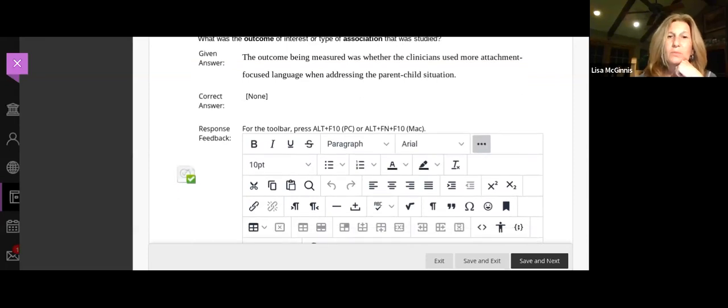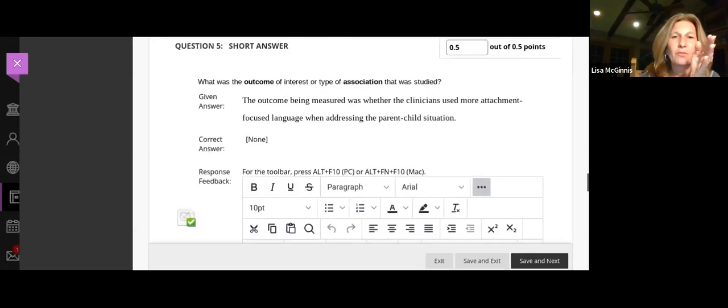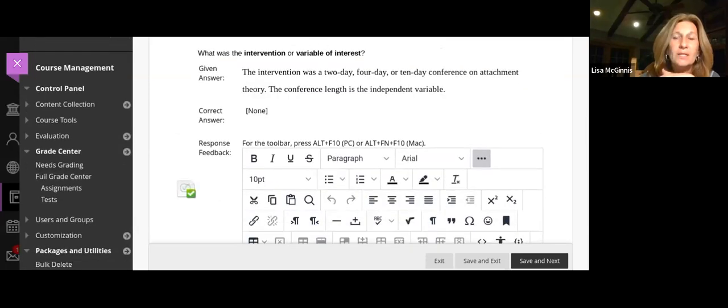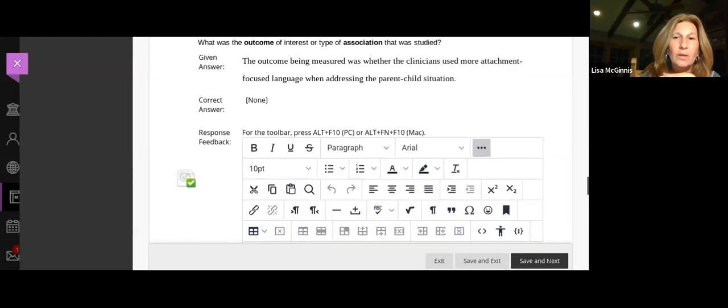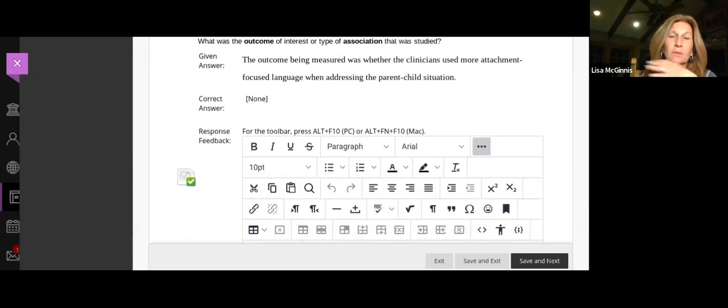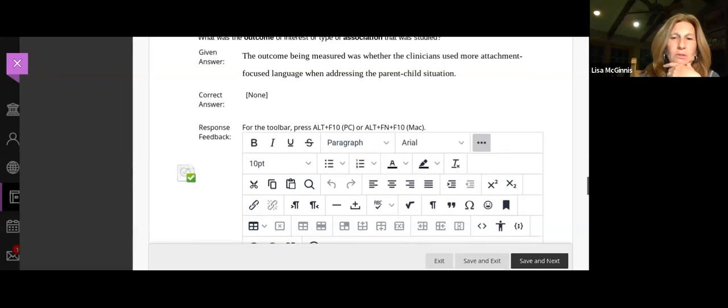And then the outcome, what the study was actually looking at, is: did the clinicians use more attachment-focused language when addressing the parent-child situation? I can't remember the numbers now, but at the 2-day, 4-day, or 10-day, was there a difference associated with using attachment-focused language when addressing a parent-child situation?